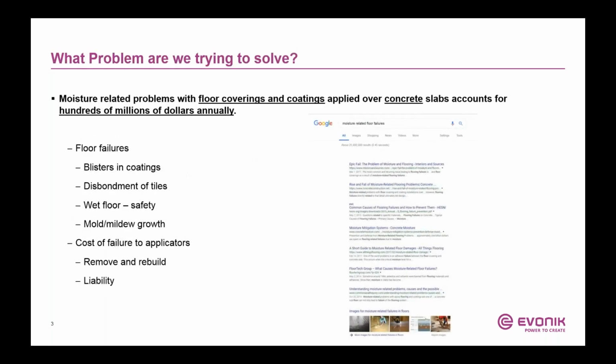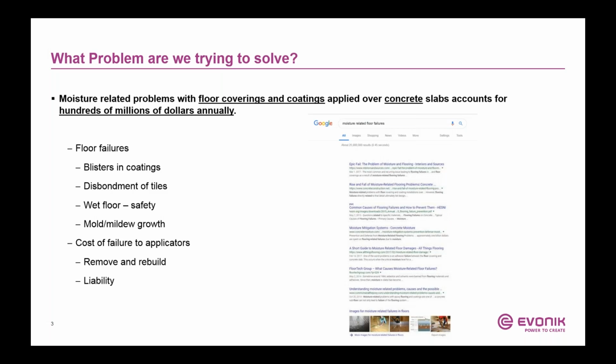So let's begin. The question is, what problem are we trying to solve? In this case, it is moisture-related problems with floor coverings and coatings applied over concrete slabs. Again, it is concrete slabs, mostly for horizontal applications, so it's over the ground. If you search Google and type in moisture-related floor failures, you will get over 25 million hits. That's because this is a real problem and it costs installers, building owners, and applicators hundreds of millions of dollars annually.